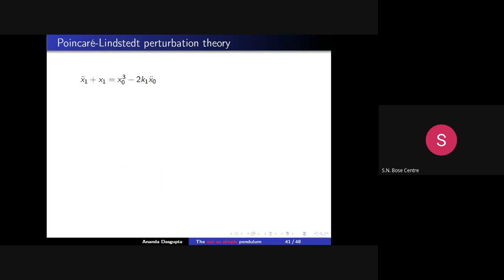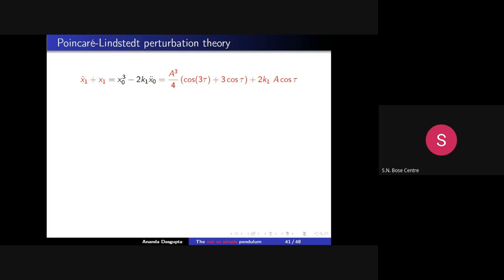The x1 equation looks much more complicated. It was like x0 cubed only, before. Now it has this. How does it help? By the way, the double dots here are derivatives with respect to tau. I've changed the notation a bit here. But now note that this is what you have. What was the term that really was giving you problems before? The cos tau, right? Because that was a term which gave rise to this tau sin tau as a result.